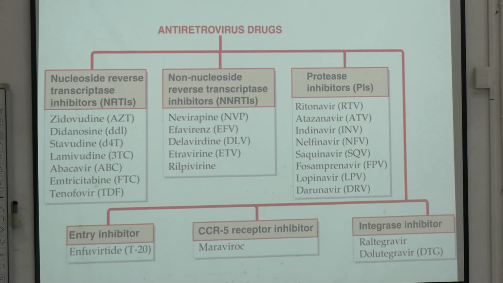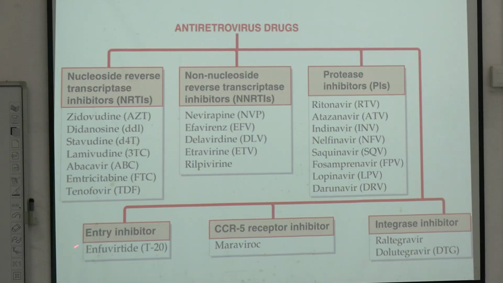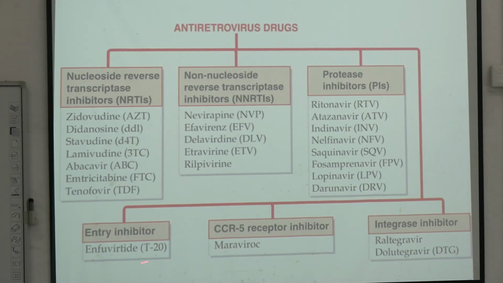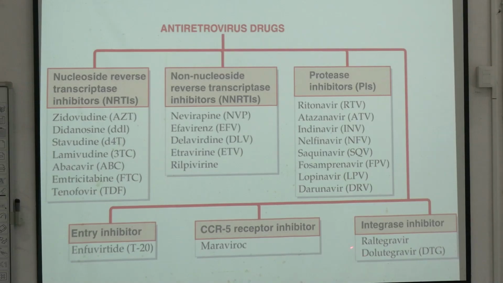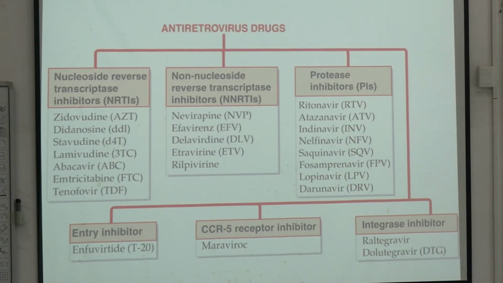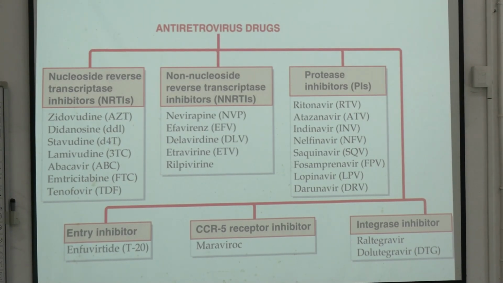And protease inhibitors are ritonavir, atazanavir, indinavir, nelfinavir, saquinavir. The CCR5 inhibitor, this is the co-receptor inhibitor, is maraviroc. And the entry inhibitor is enfuvirtide, T20; the entry of HIV is inhibited. And integrase inhibitors are raltegravir and dolutegravir. So these are the parts where they act. The CCR5 co-receptor inhibitor is maraviroc, then the entry inhibitor is enfuvirtide, then the reverse transcriptase inhibitors.